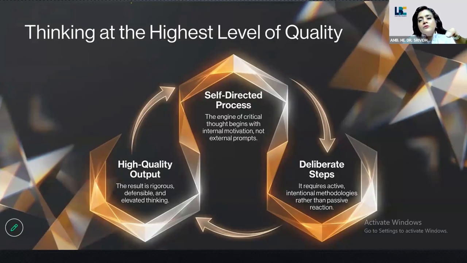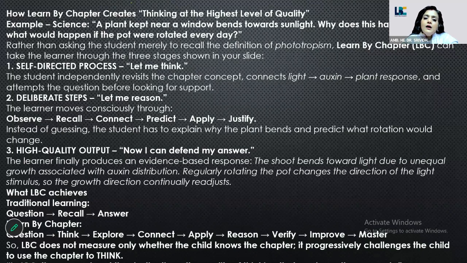Self-directed process, whatever process it is, they will work on their own, with the engine of the critical thought process being internal motivation and external prompts. They will take reviews from everybody. Deliberate steps, very clearly, which requires active intentional methodologies rather than passive reaction. So, how does Learn by Chapter work? Taking Learn by Chapter as an incorporation, thinking at the very highest level of quality.